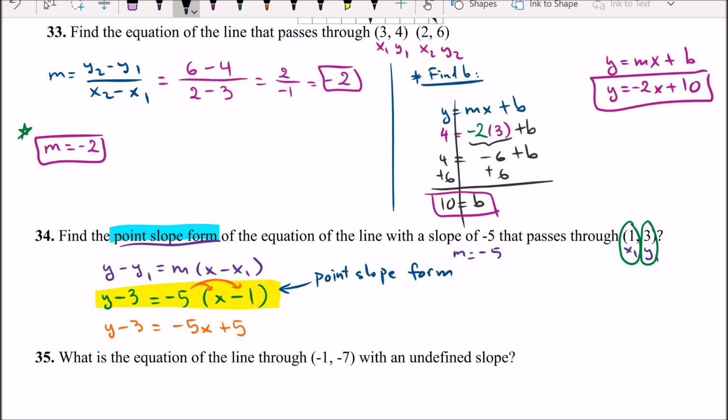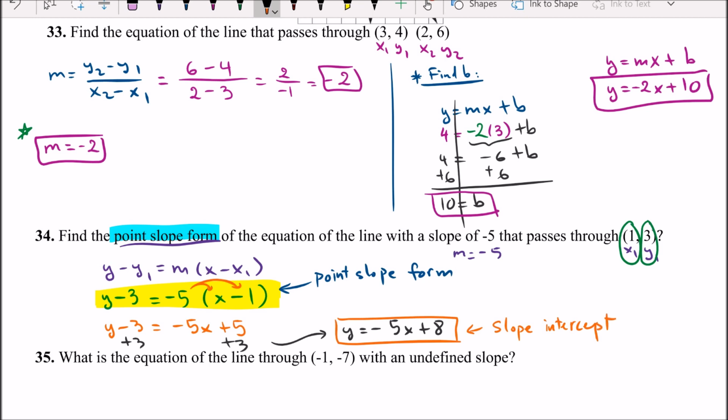Since I'm almost done, I'm going to add 3 on both sides. You will have y equals negative 5x plus 8. This is a little bit further; it's called slope-intercept form. Since they ask you for point-slope form, you can stop right before this. You don't need to go further.